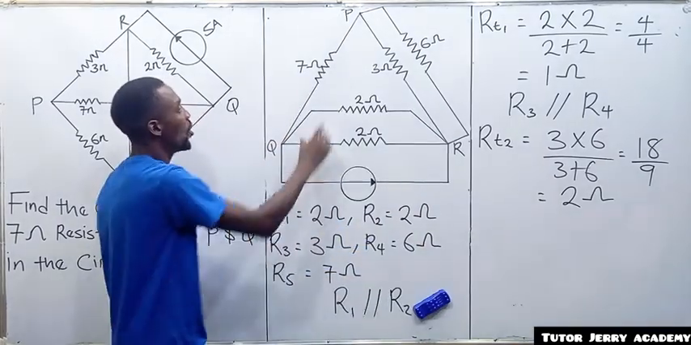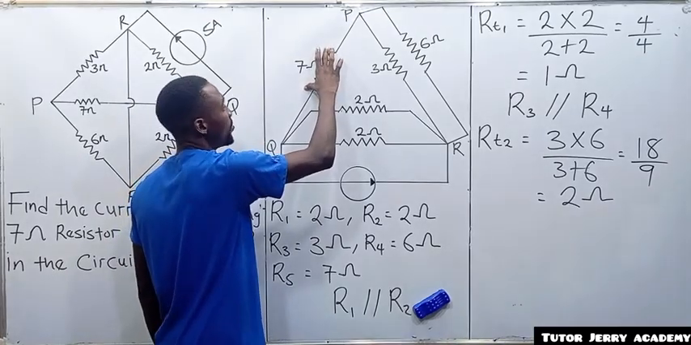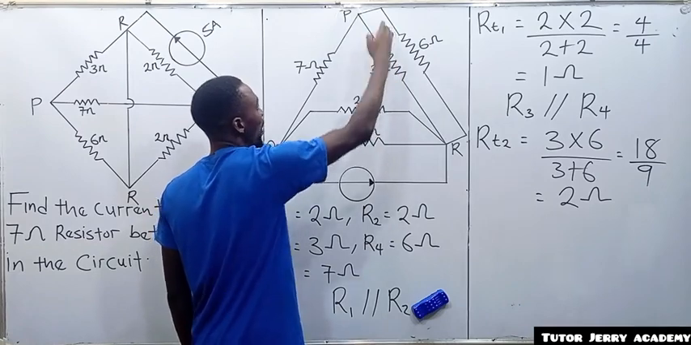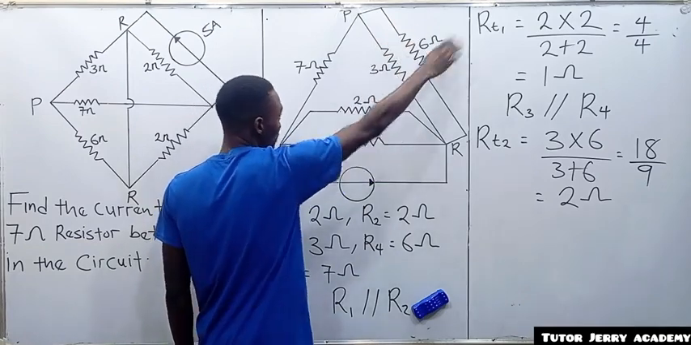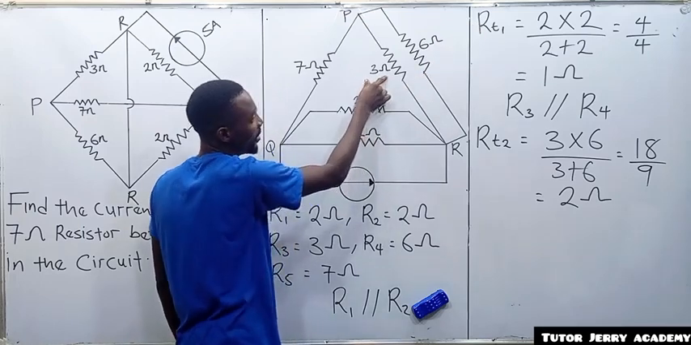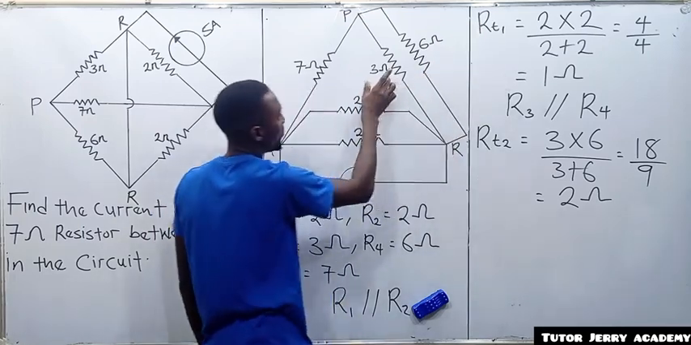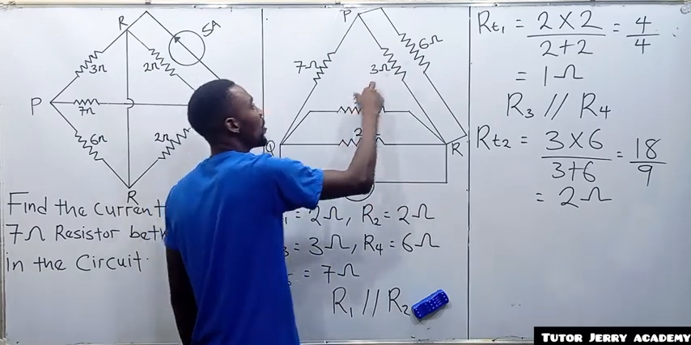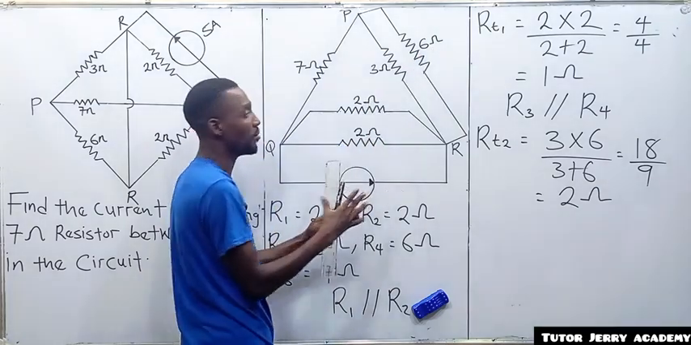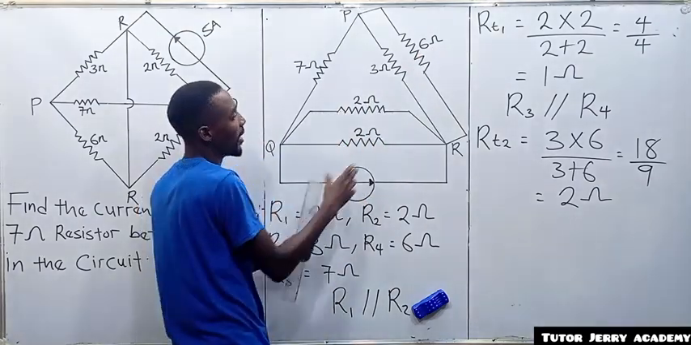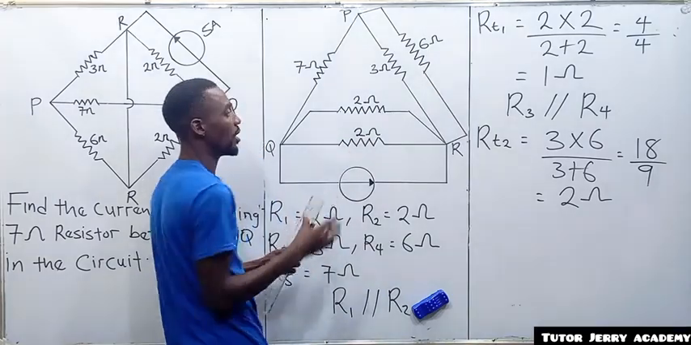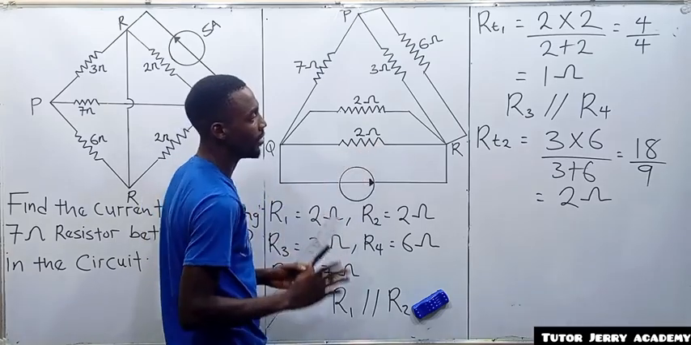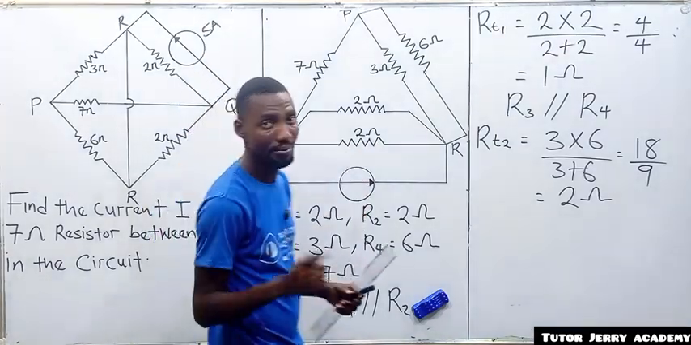I hope you understand. So we are going to leave this 7 ohms here. Then we are going to remove this 3 ohms and this 6 ohms. Then replace this with what? 1 ohm, because this one and this one are in parallel and we have combined them together. The parallel effect gave us 1. So I'm going to remove this, then replace what we have there with 1. So let's redraw it now.